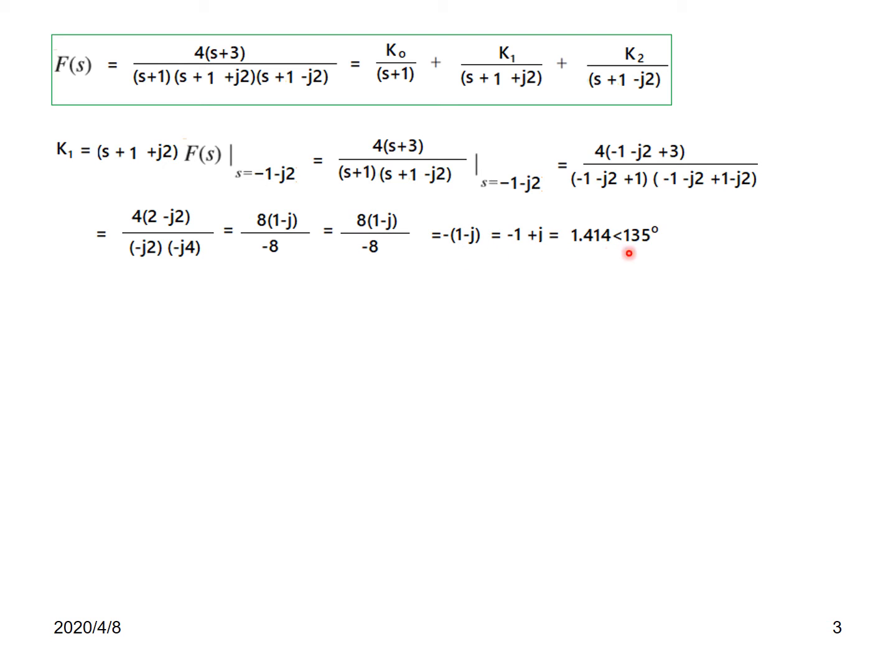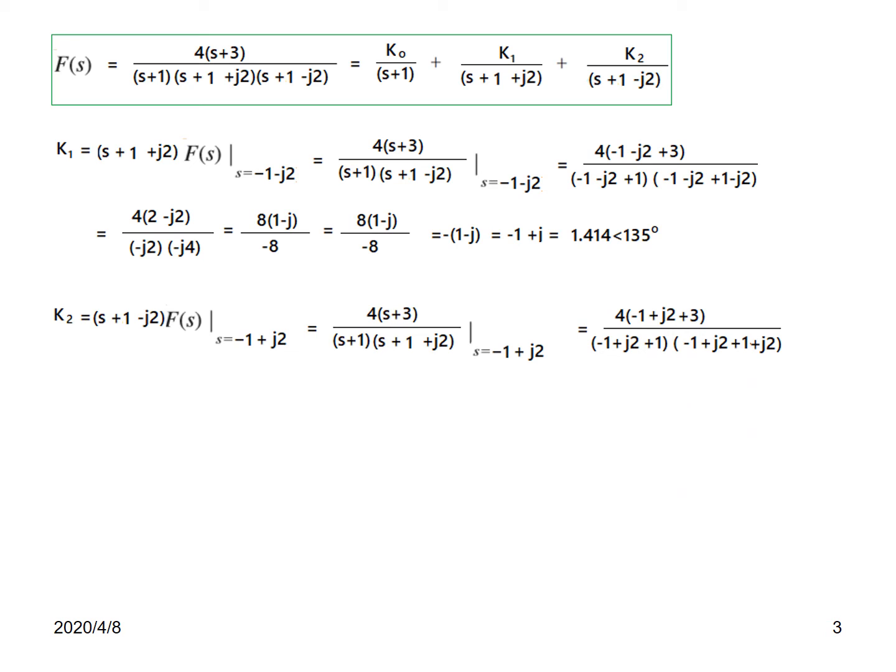So this is the value. Again, further simplifying will give you minus 1 minus j, and so we can write it to be minus 1 plus j, and now we'll use the calculator. So the value we get is 1.414 angle 135. So this is K1.